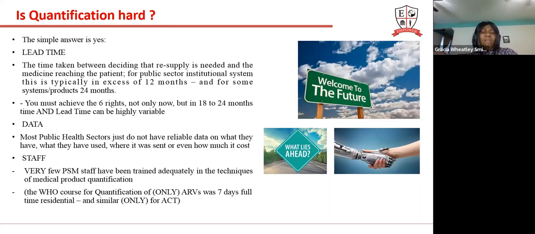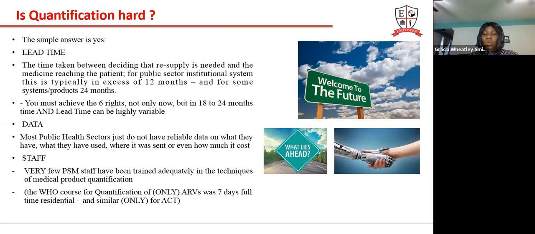So we must achieve the 6 rights, as alluded to before: the right time, the right quantity, the right patient, etc. But now we have these months to consider as well. And lead time can be variable, especially now that we are going through COVID. Fuel prices are high. I don't know about you, but flights are erratic where we are. Transportation, these are things that need to be considered.